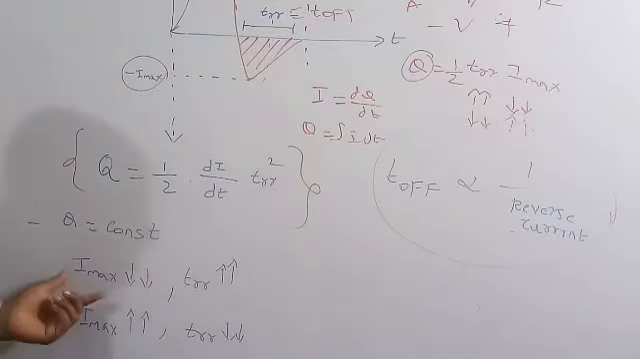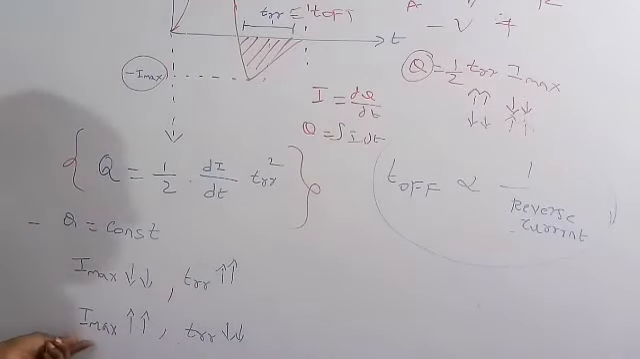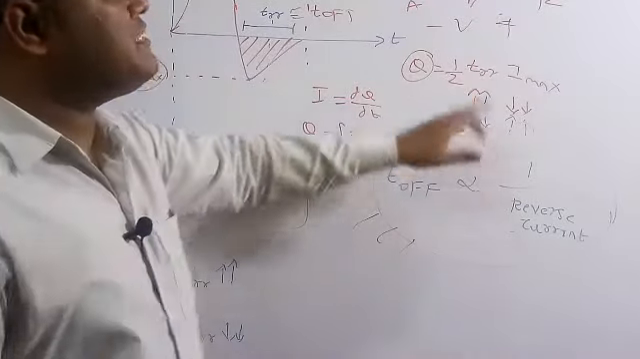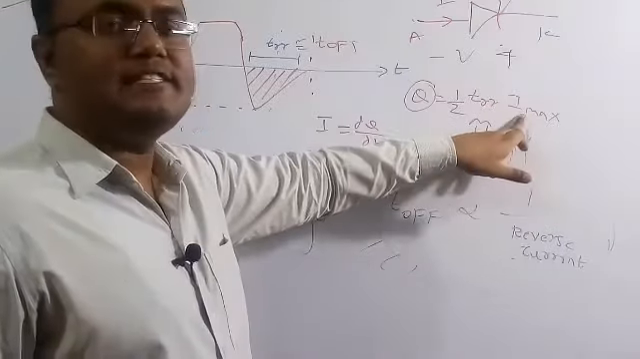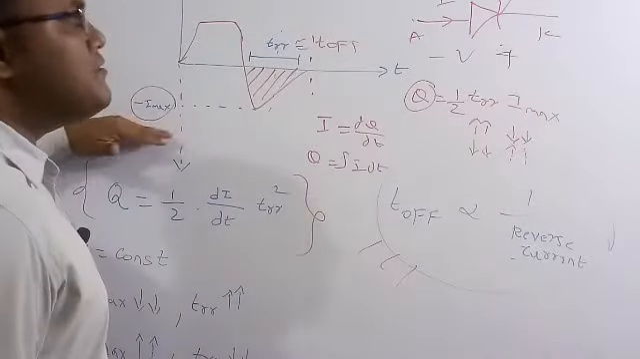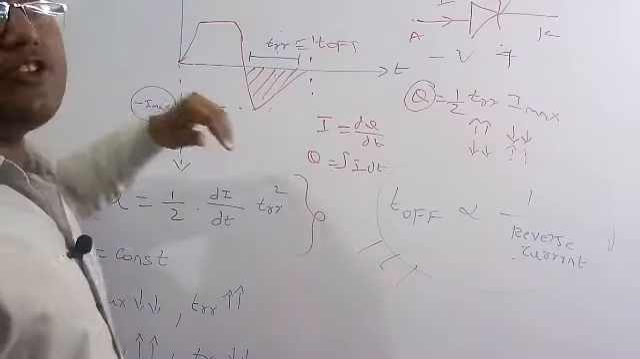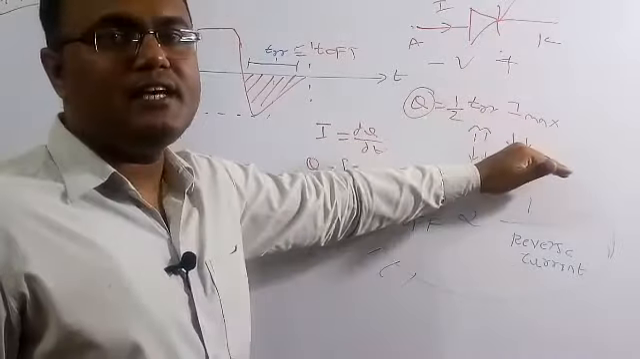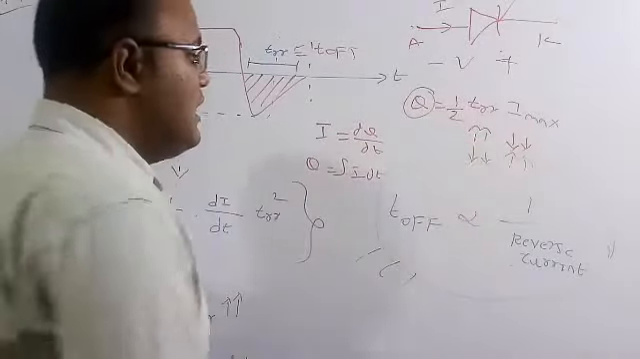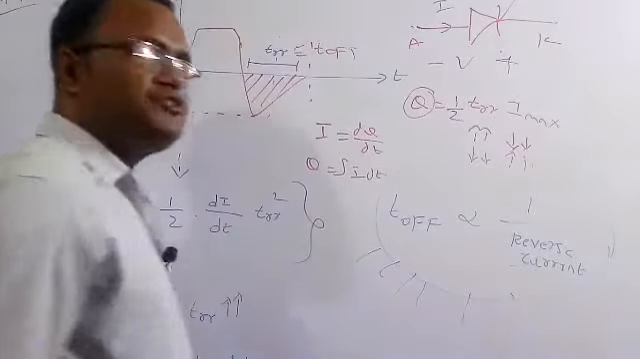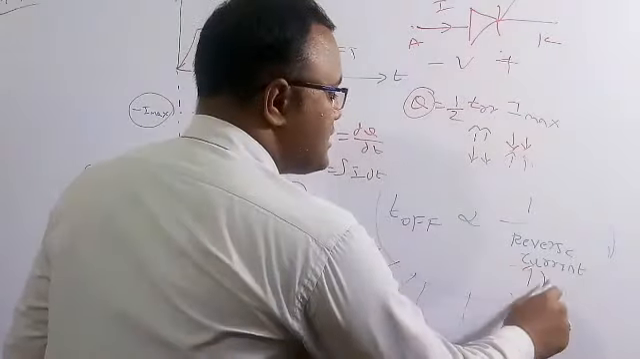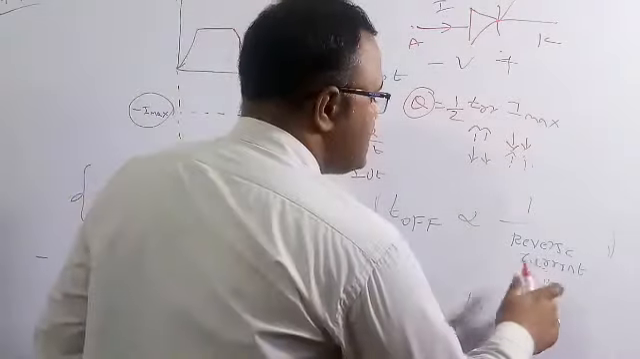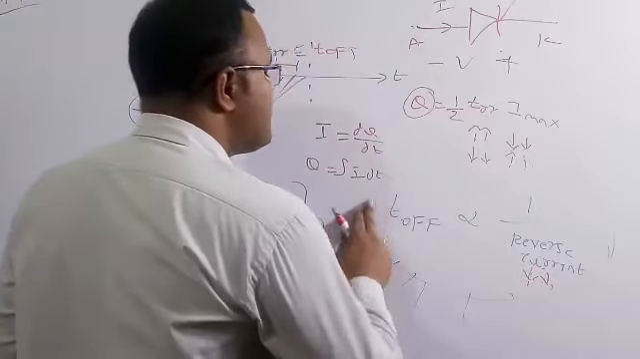So if I_max decreases, T_RR increases, and if I_max increases, T_RR decreases. Finally, what I am trying to say is: turn off time is nothing but T_RR, and the reverse current is nothing but I_max, the maximum current which can flow in the anode to cathode junction. They are in inverse proportion: if one increases, the other has to decrease. Whenever the reverse current is more, the turn off time is very less, meaning we can easily switch off the device. When the reverse current is less, we can take more time to turn off this device.